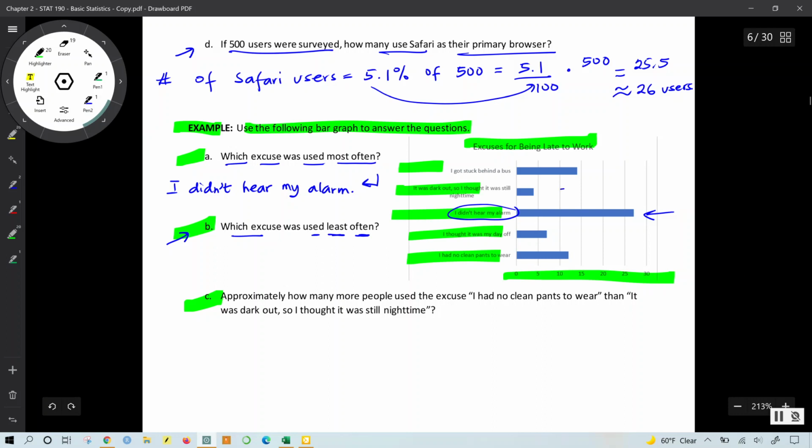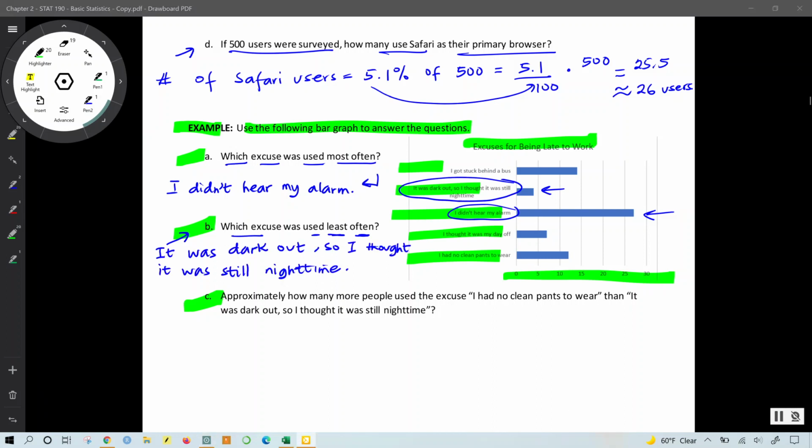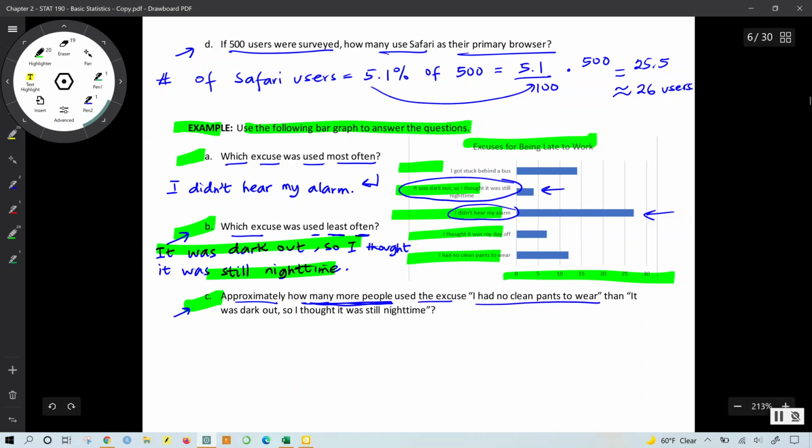That means we're searching for the bar with the least area based on the area principle. And we can see that that would be "It was dark out, so I thought it was still night time." Having written that answer, we proceed to question C. Approximately how many more people used the excuse "I had no clean pants to wear" than "It was dark out, so I thought it was still nighttime"?